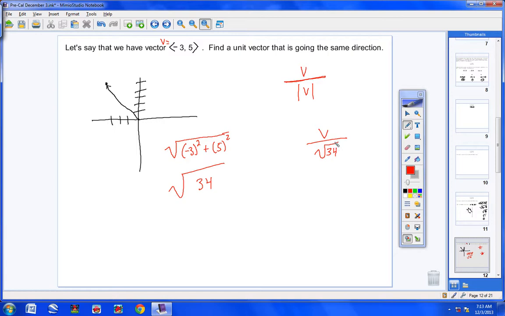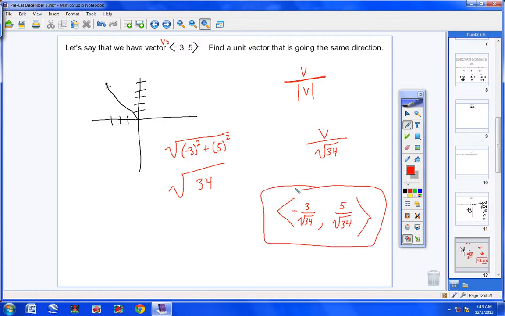Now, how do I take a vector and divide it by a number? Well, you just take each number and divide it by the square root of 34. So my first number is -3, so I would have -3 over the square root of 34. Then put a comma, and then your next number is 5 right here. So you would then put 5 over the square root of 34. And that's it. That's your unit vector.